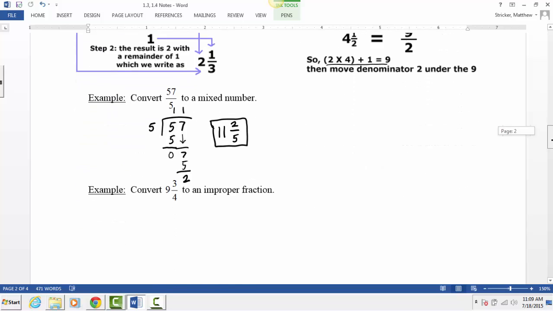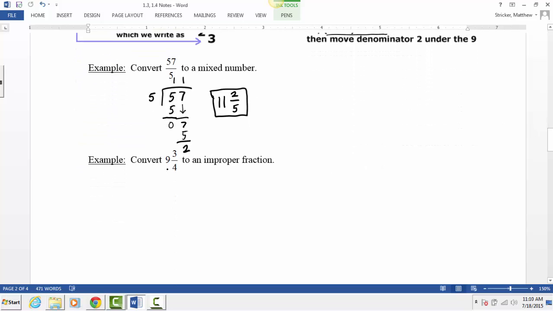So another example of that, if I want to convert 9 3/4 to an improper fraction, I take 9 times 4. 9 times 4 is 36, and I add 3 to that. So 9 times 4 plus 3, which is 36 plus 3. This is going to be 39 over 4. That's how we convert 9 3/4 to an improper fraction.